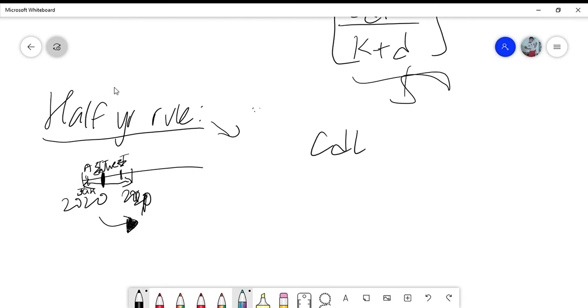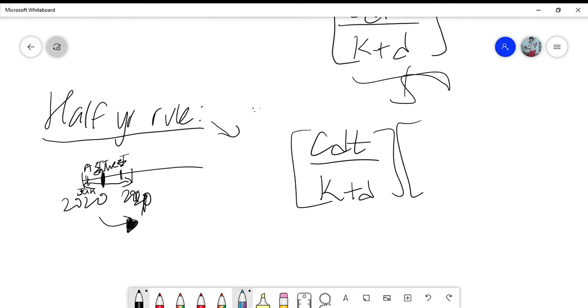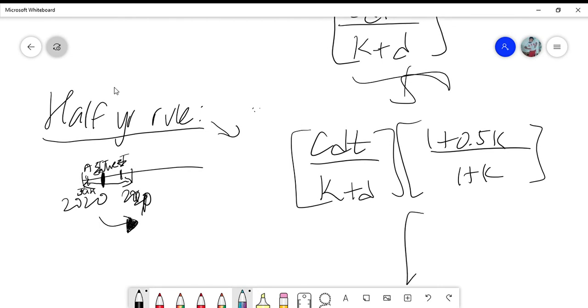I'm not too sure about the math for that, and I don't think it's that important either. So we're just going to multiply this entire thing times the adjustment for the half year, which is just 1 plus 0.5 times k, where k is the interest rate, over 1 plus k. So this is basically 1 plus 0.5k over 1 plus k. Usually when we multiply something by 1 plus k, that gives us the actual money with the depreciation.